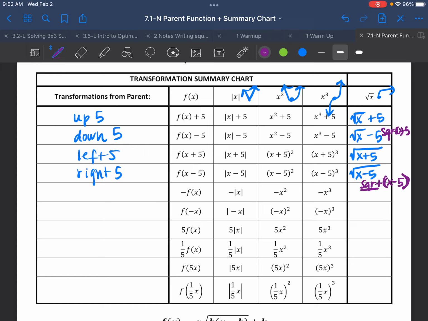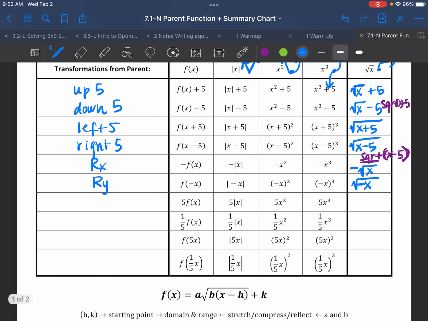Okay, and then for the negative outside, we know that's our x. For the negative inside, we know that's our y. And so here we would have negative square root x. Here we would have negative x on the inside. Now remember, we can't take square root of negative numbers, and so having this negative here isn't a problem. It just changes what we're going to be allowed to have in our domain.